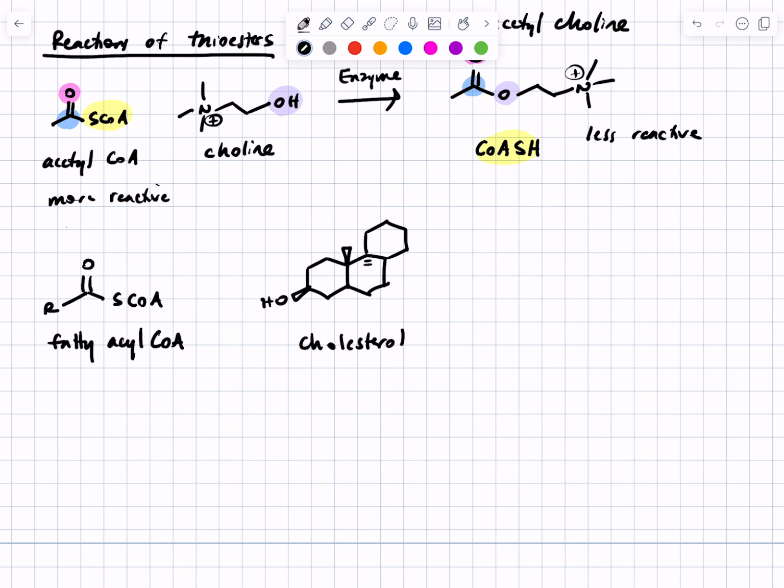Another 6-membered ring there with a down proton and an up proton. And go ahead and draw the chair conformation of that. You wanna? Actually, don't worry about that. We'll deal with that later. But as you can see, cholesterol is pretty nonpolar. And it's got a polar OH group here.